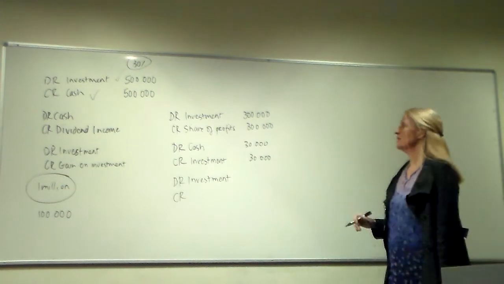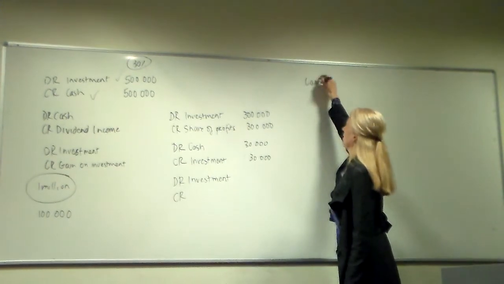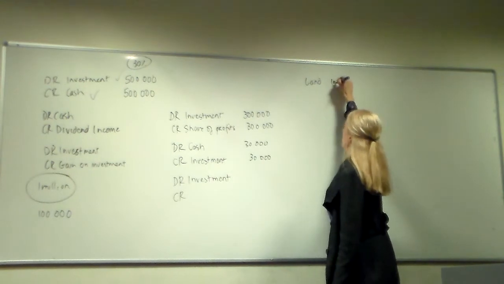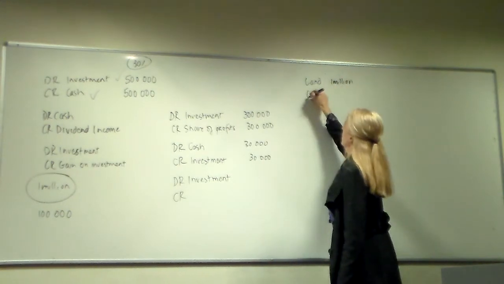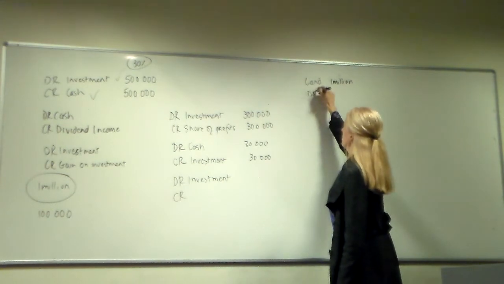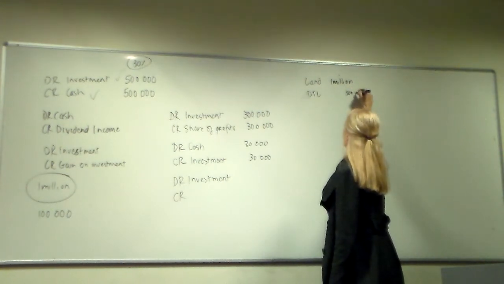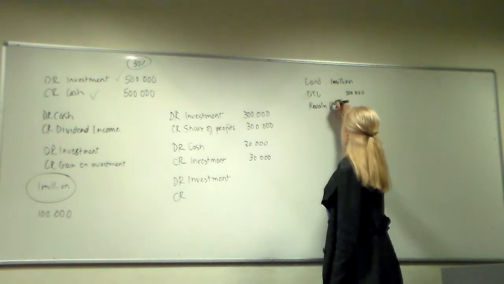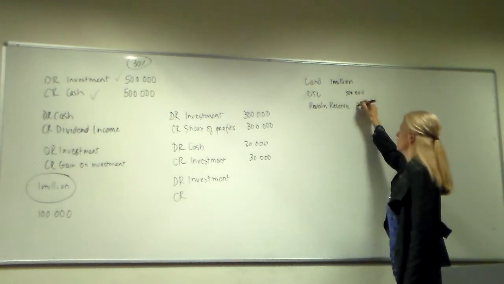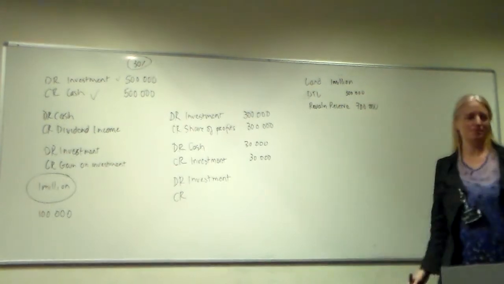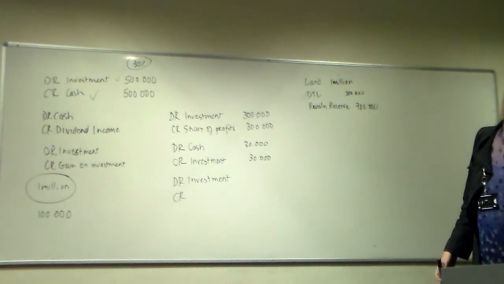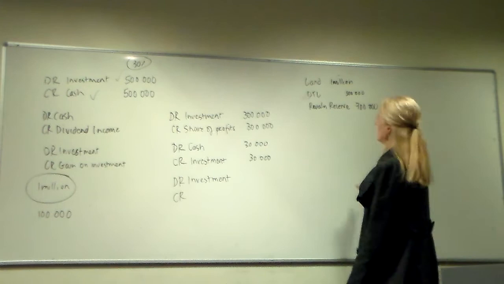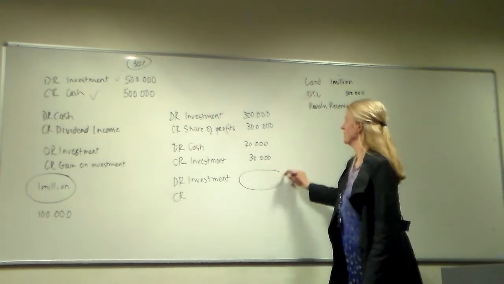So for example, let's say that in the company that we've invested in, land has gone up by $1 million. And they've credited deferred tax liability with 300,000. And they have credited revaluation reserve. So this has happened in the company we've invested in. Okay, so basically what are you going to have here? Debit investment, what amount is it going to be?